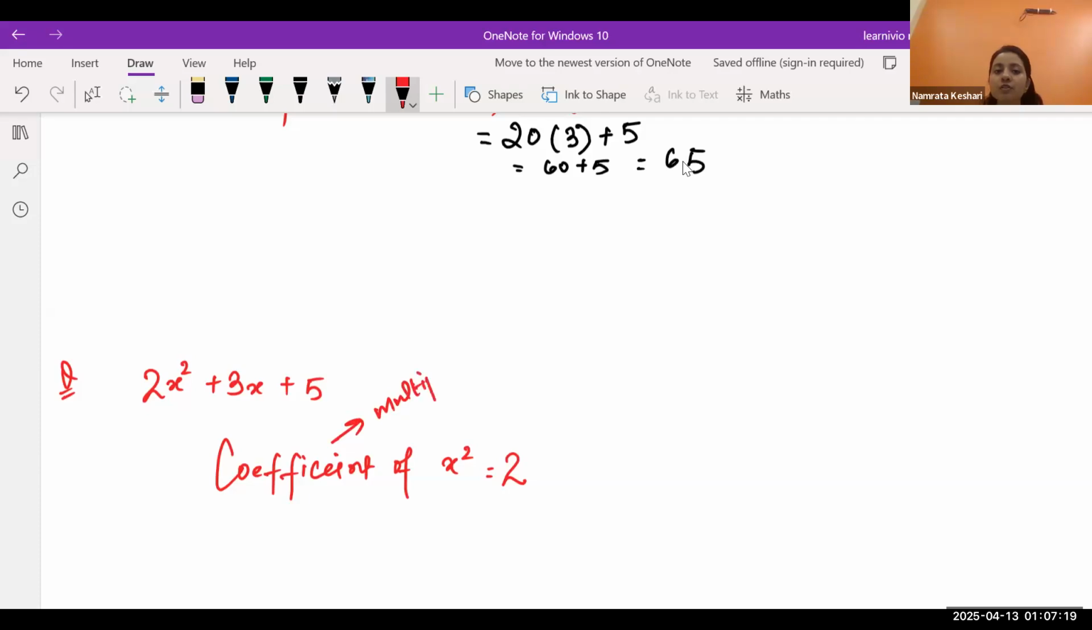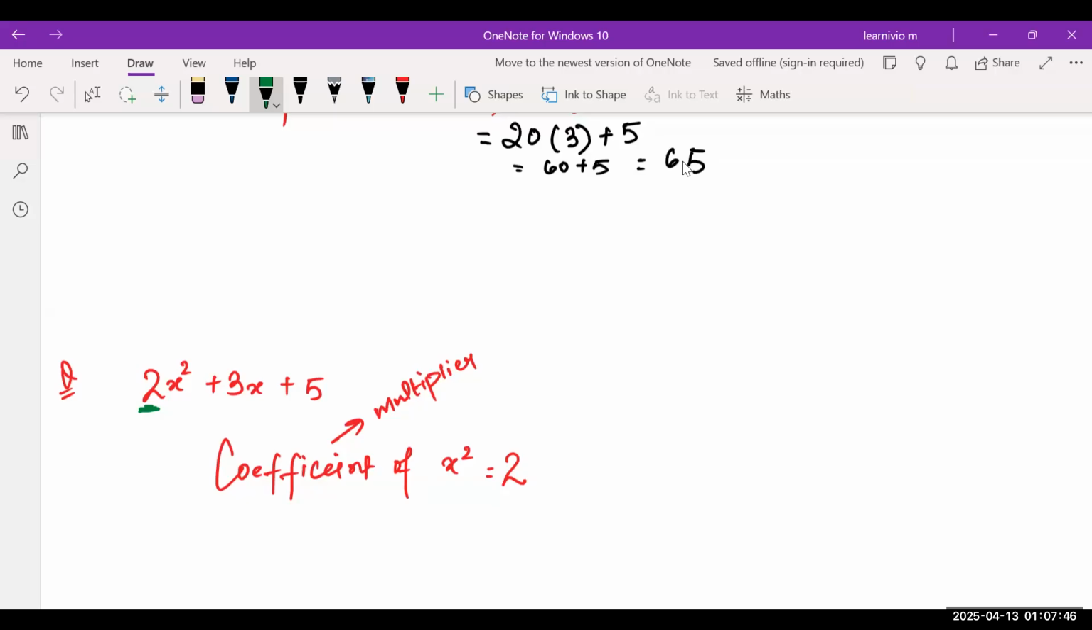So whatever is multiplied with this x square, that is the coefficient of x square. Okay, and we have the understanding of positive numbers and negative numbers. So here clearly we can see positive 2 is multiplied with x square. If I highlight it, then this 2 is multiplied with x square, and hence the coefficient of x square is 2, right?